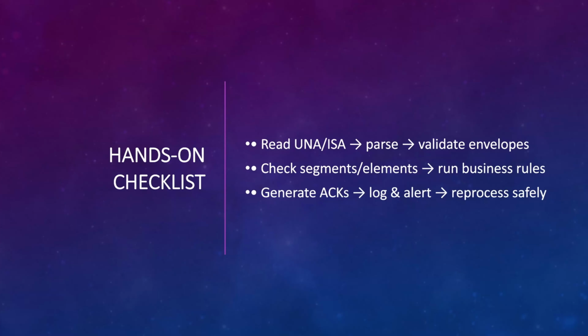This final slide summarizes the full validation checklist. Read UNA or ISA, parse the message, validate envelopes, check the structure and business rules, generate acknowledgements, log results, and reprocess safely. In the next video, we'll step back and explore the future of EDI to understand where these standards came from and where we are heading.